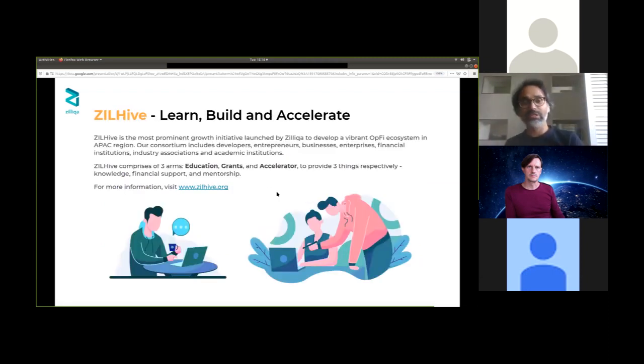Last but not the least, I mentioned earlier, we have the Zilliqa program, which is an incubation program for people who have ideas to build and develop on top of Zilliqa. It's a program that provides, as I said, financial support, but more than that, it also provides marketing, tech support, and mentorship if that's needed for teams and projects. That's it on my end.